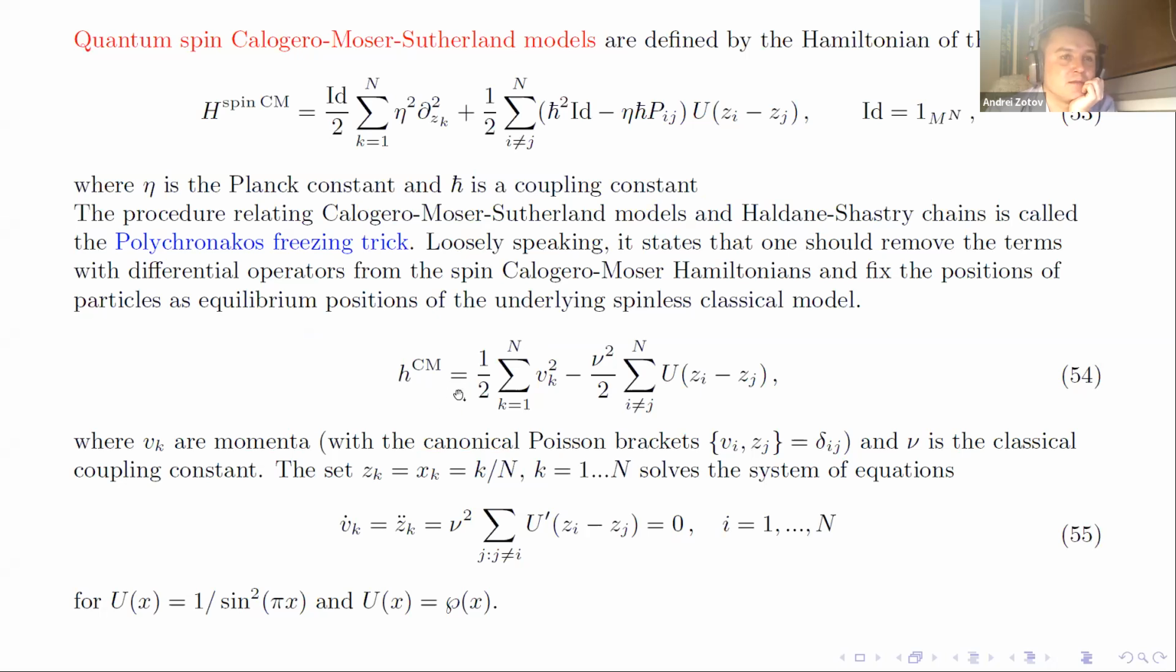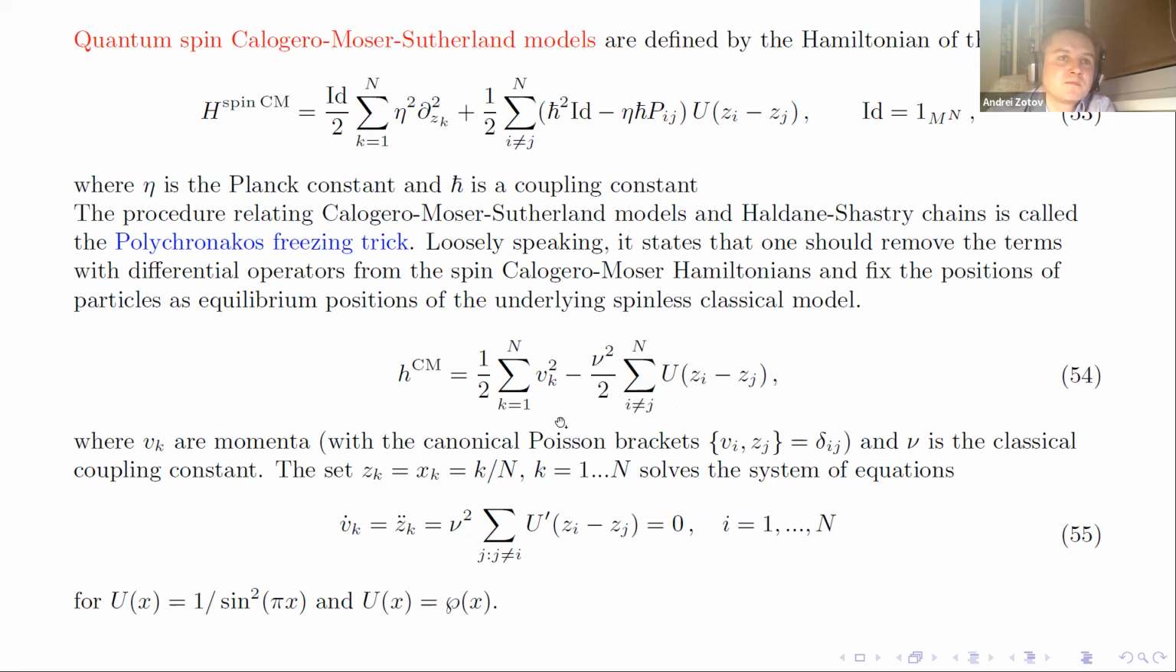And the statement which relates the spin Calogero-Moser models with long-range spin chains is known as the polynomial Freeman trick. In fact, originally he introduced his procedure in order to solve the corresponding quantum problem, and we don't discuss the solution of the quantum problem at the moment. So for our purposes, we may say that the Freeman trick is as follows. Consider the quantum spin Calogero-Moser Hamiltonian and consider the corresponding spinless classical model. So here we have spins and a quantum model, and here we have the classical model and no spins.